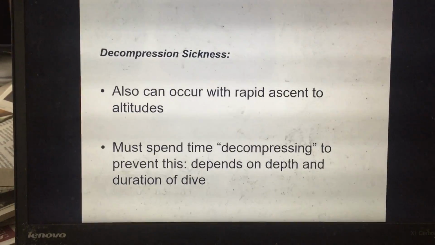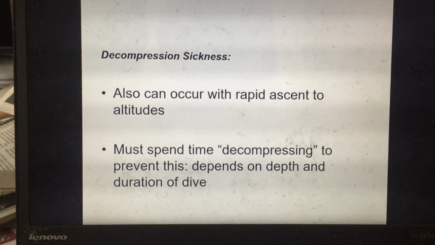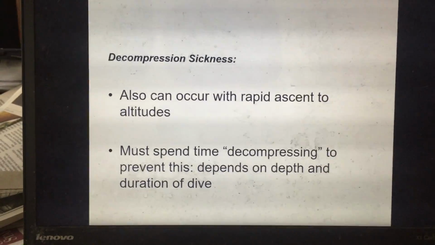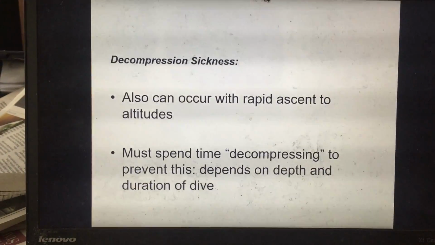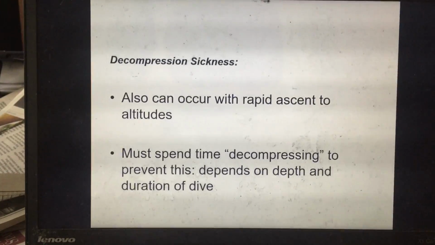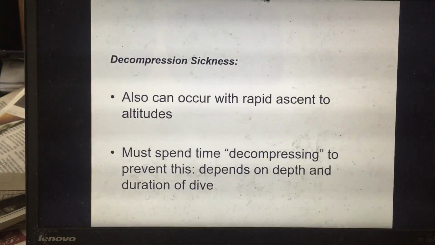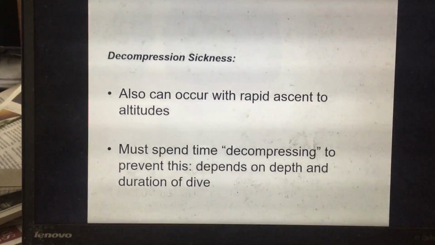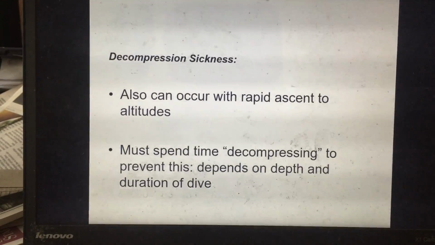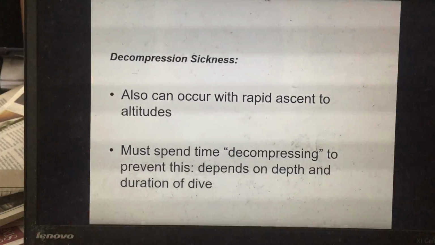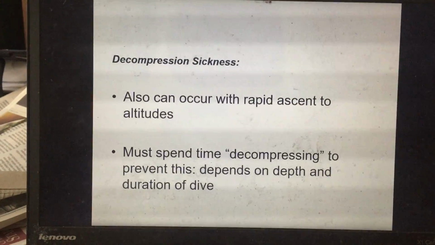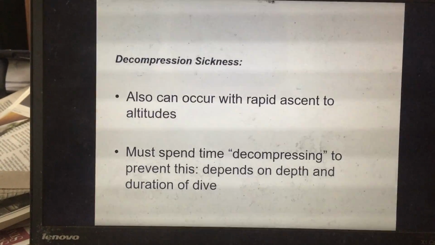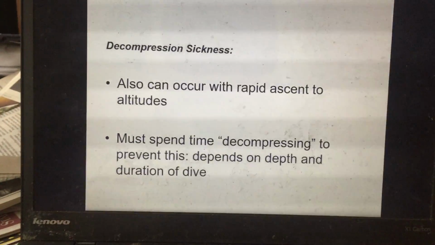And so when you're diving, you have to spend time decompressing when you come up from your dive. So in other words, you have to take stops while you're ascending, or you have to ascend very slowly to prevent the decompression sickness. So this depends on the depth and the duration of your dive. So the deeper you go and the longer you dive, the longer you have to take with your ascent to prevent this condition. So when you go scuba diving, they have charts that tell you the amount of time you have to spend ascending depending on the depth of your dive and on the duration of your dive.